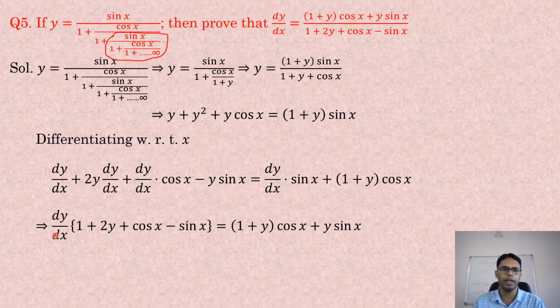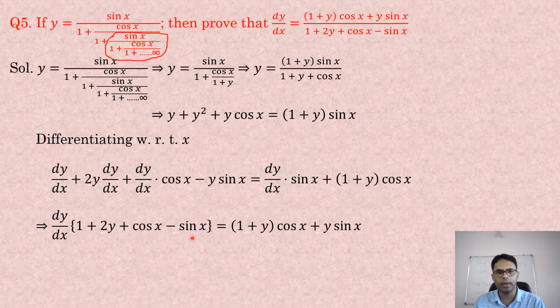So I am taking common dy/dx. From this term we will have 1 only. From this term we will have 2y only. From this term we will have cos x, and from this term it is coming to the left hand side, so it will be simply minus sin x. This term is already there, (1 plus y) cos x, and this negative term is going to the right hand side as plus y sin x.